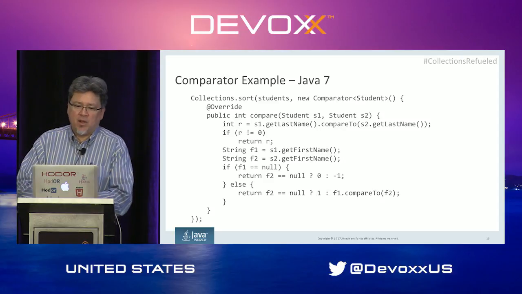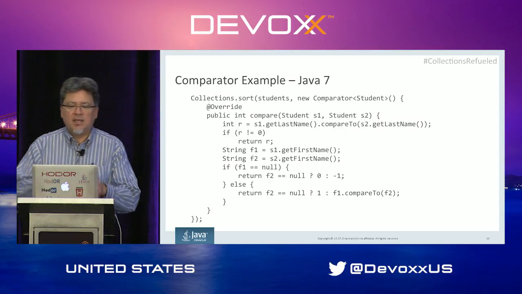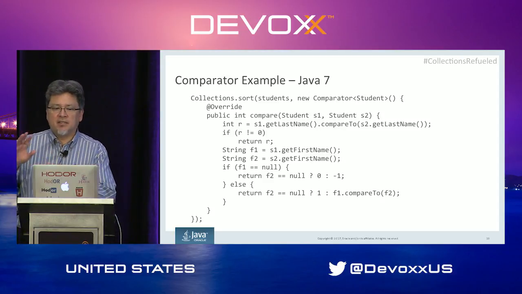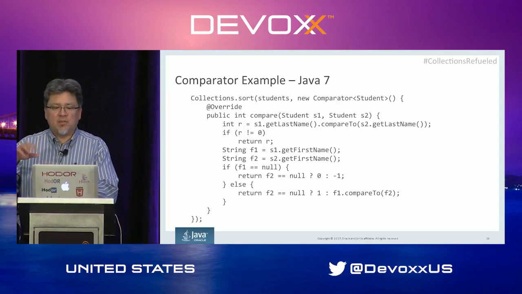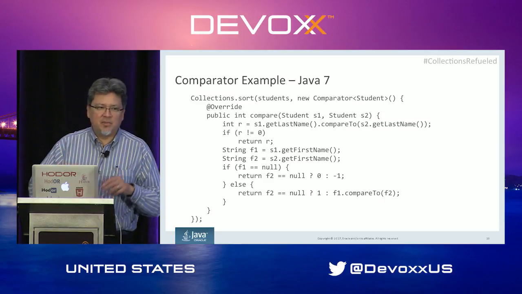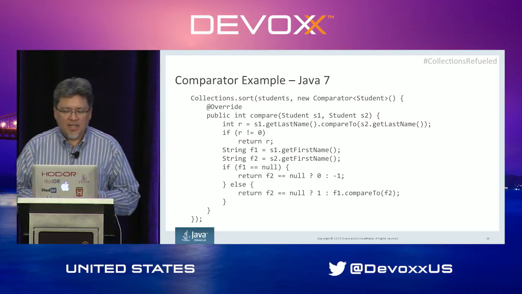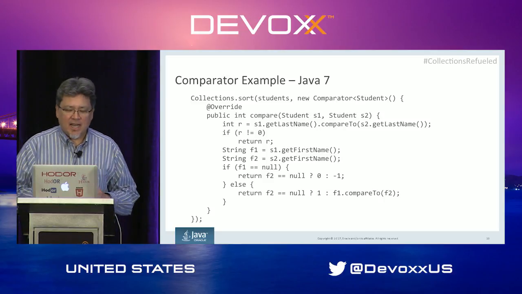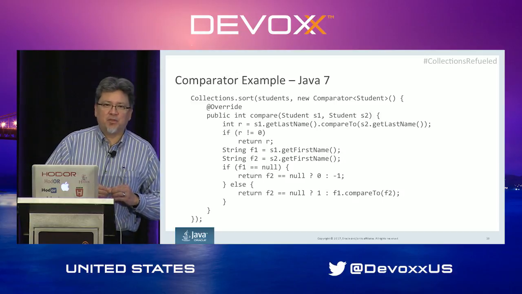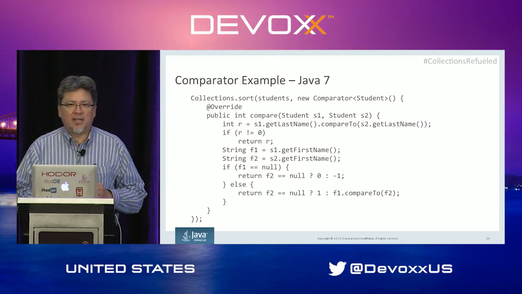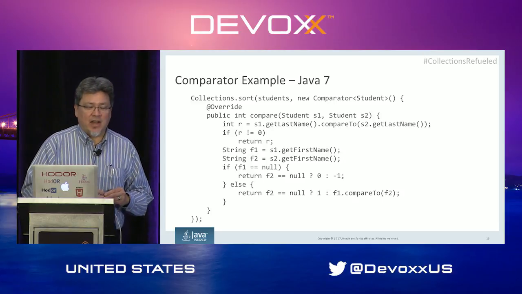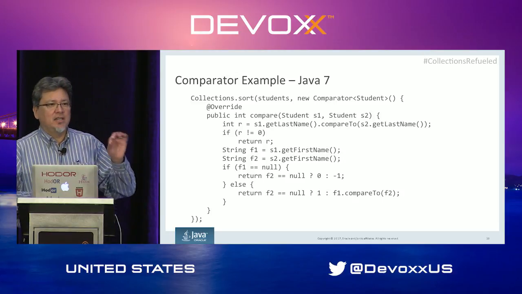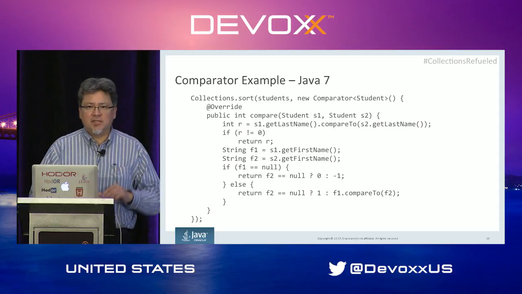All right, so let's look at what you have to do in Java 7 to do that. I'm not going to pick through all this code, but you can eyeball it and say, okay, we get the last name to compare, and if the last names are equal, then we get the first names, then we do a null test, and there's a little bit of dancing around here. I'm pretty sure this code is correct, but I'm not entirely sure. If I introduced a bug, it would be really hard to see, because there are lots of little conditionals and lots of little details.